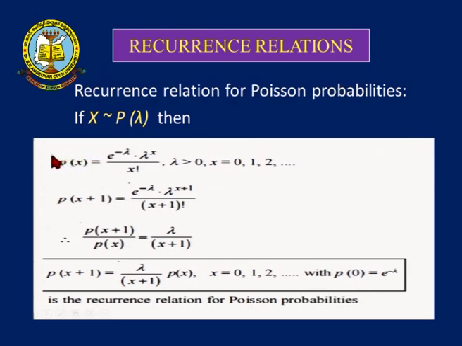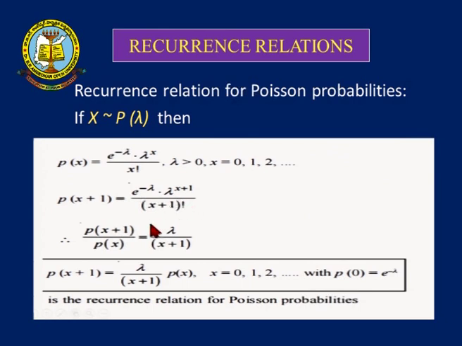Now, first one is the P of x term, then I can take the P of x plus 1 term. What does P of x plus 1 mean? Whenever x is there, instead of x I can substitute x plus 1. That means e to the power of minus lambda into lambda to the power of x plus 1 divided by x plus 1 factorial.